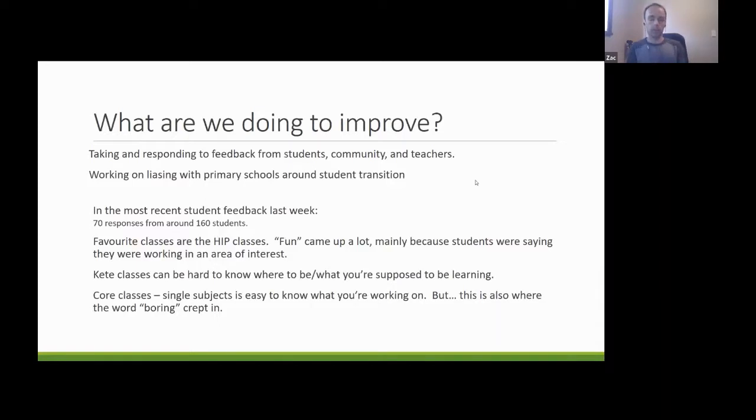We went back and got some feedback from our students at the end of each year, and one of the things that came back the last time we went to them was that the most common word about the high interest projects was fun. It came up a lot. They said those sessions were fun, and mainly it was because they were working in an area that they were interested in.